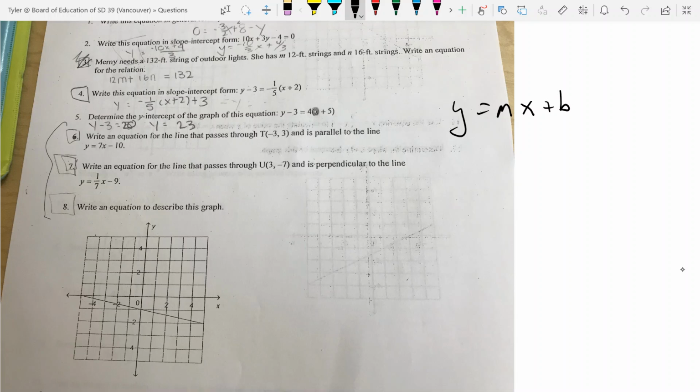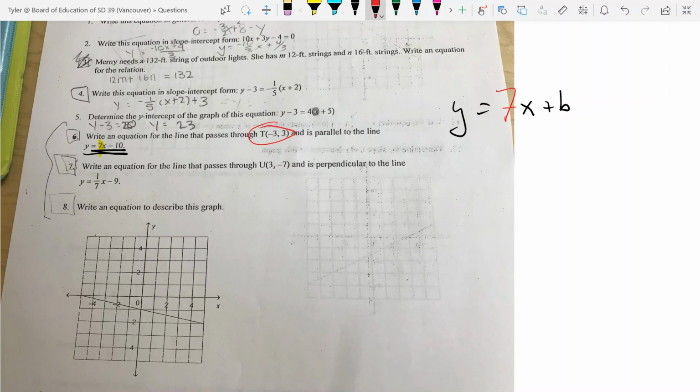That's the equation I want to find. And it says that it's parallel to this. I know parallel means same slope, and I know that slope is whatever is in front of the x, 7. So in my final answer here, I know it's y equals 7x plus b. I don't know what b is.